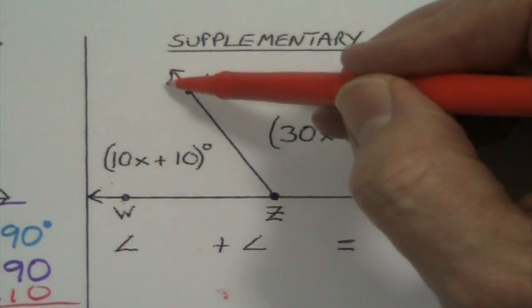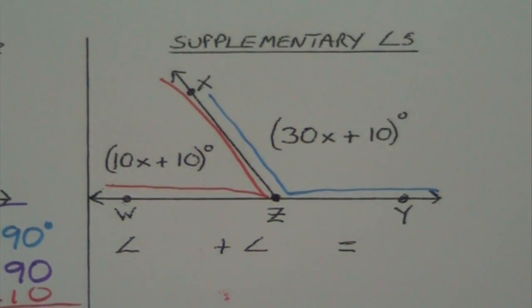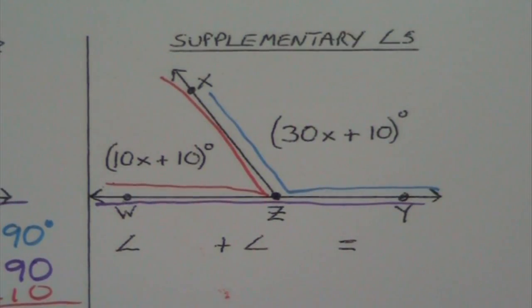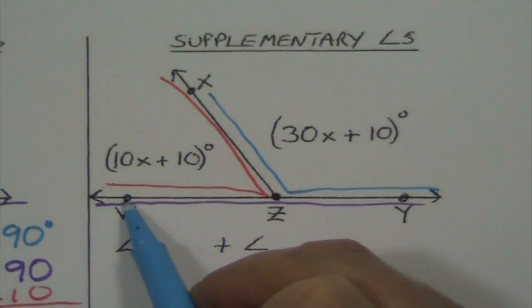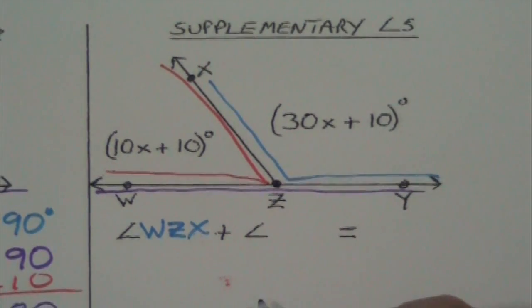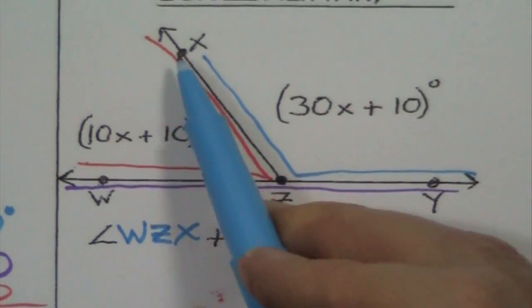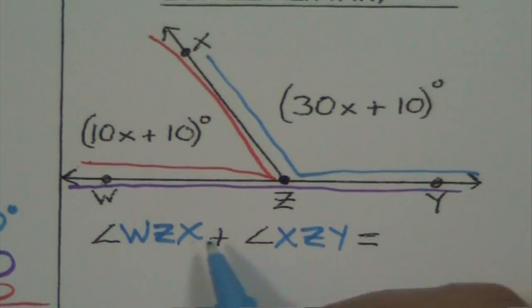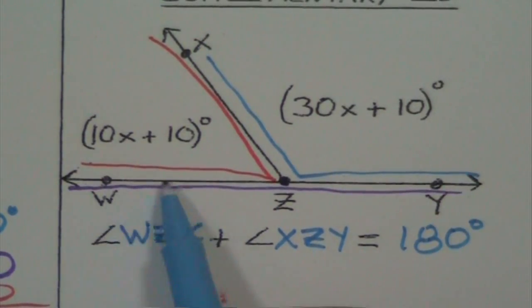Now for the supplementary angles, again, we have two angles. This angle here, this angle here. And if you notice, together, what's left here is a straight line. Okay, so now let's identify our angles. We have angle WZX, and we also have the angle XZY. And both those angles together, if you add them up, should equal 180 degrees because they're making a straight line.